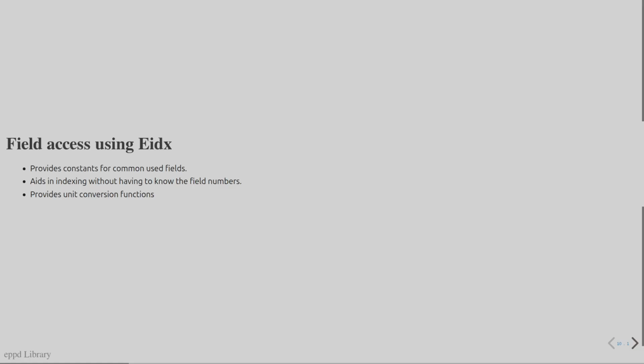EIDX is a helper class that provides constants for commonly used field numbers. It also helps with converting IP to SI units.